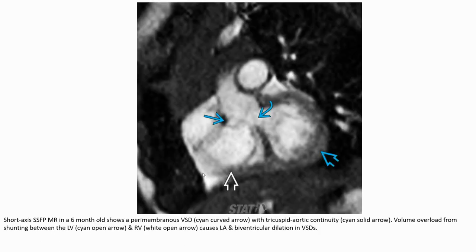This cardiac image shows a perimembranous VSD with tricuspid aortic continuity. Volume overload from shunting between the left ventricle and right ventricle causes left atrium and ventricle dilatation in VSD.